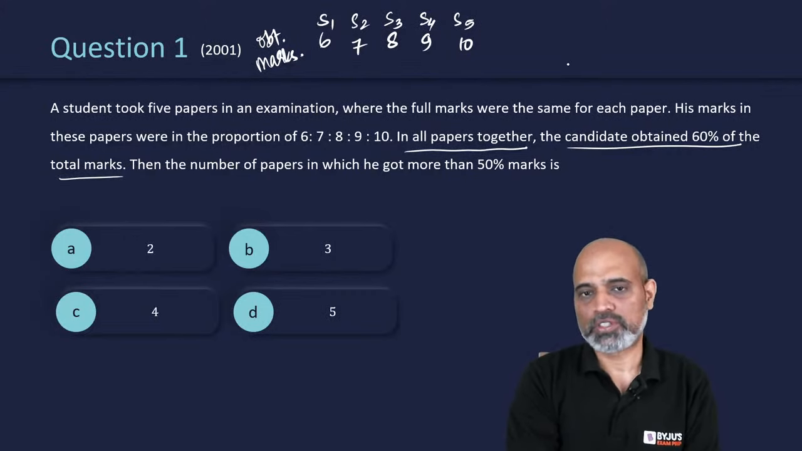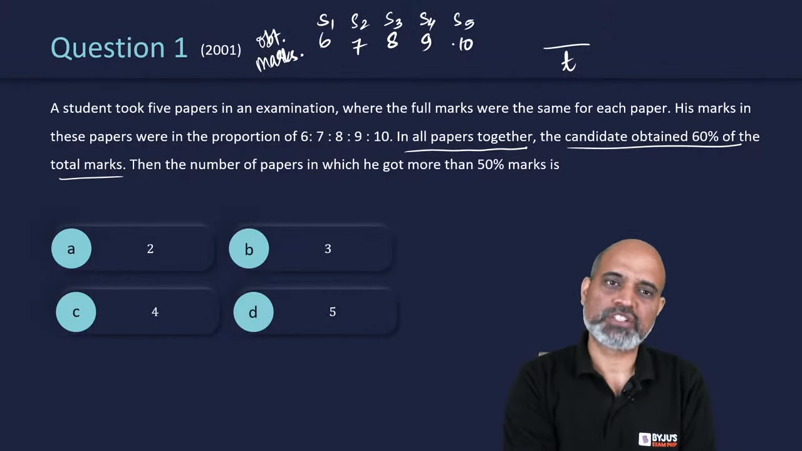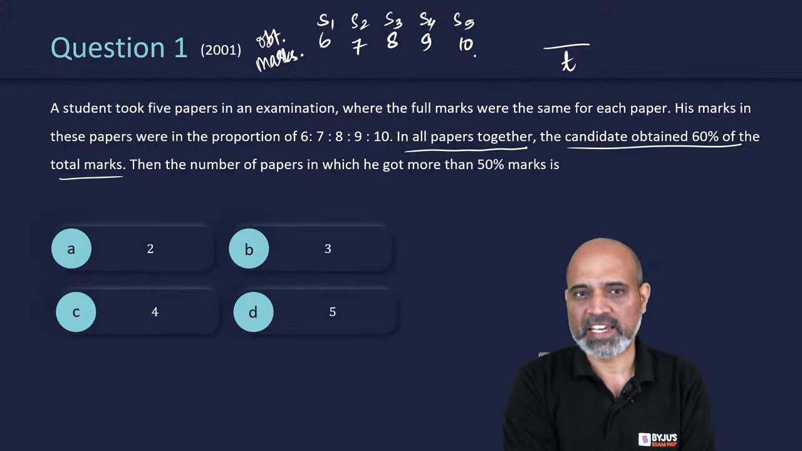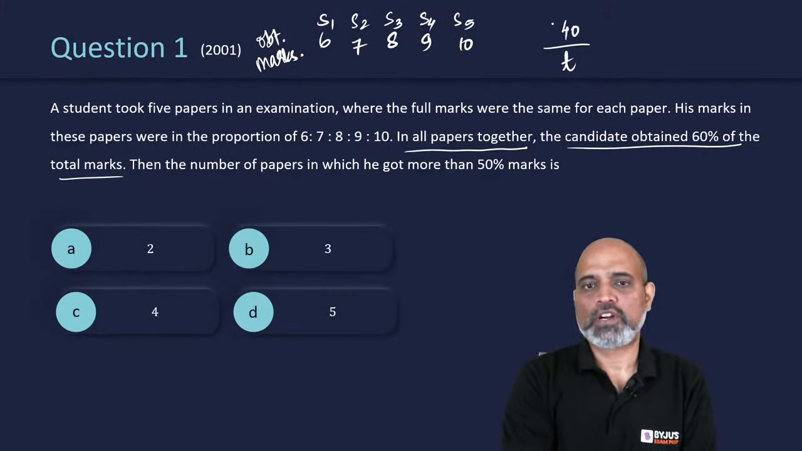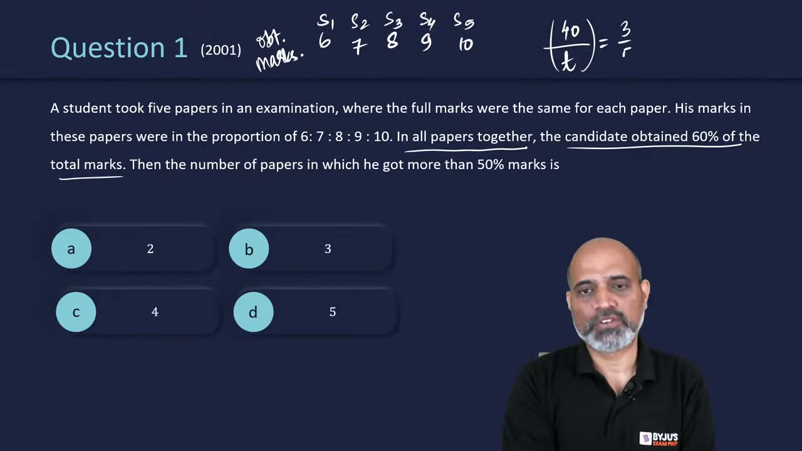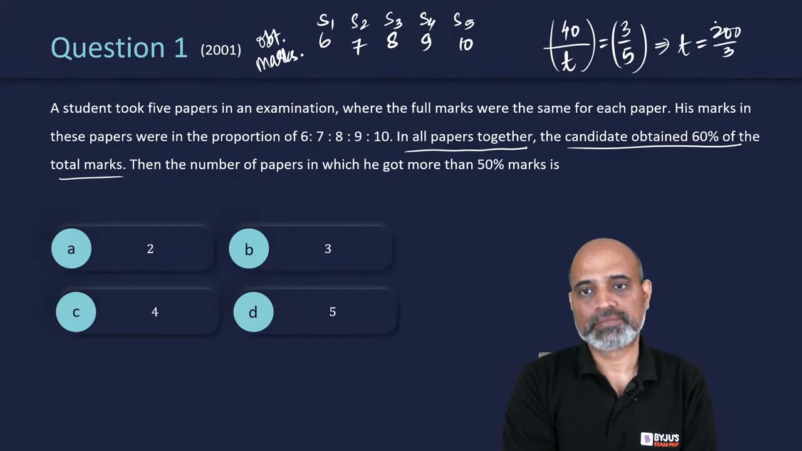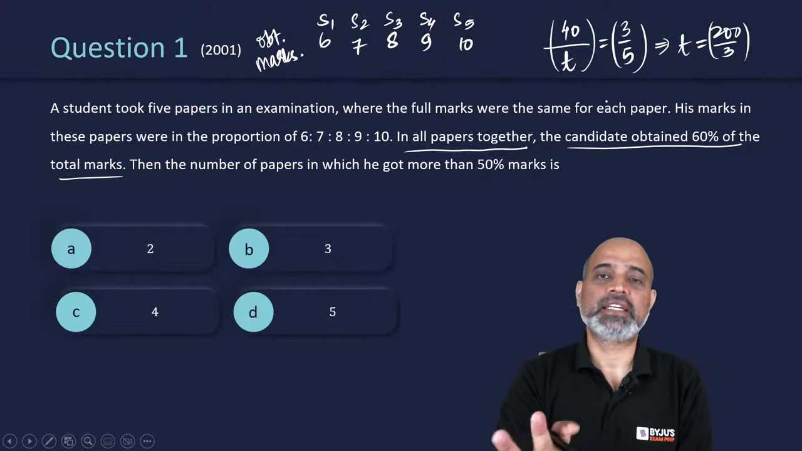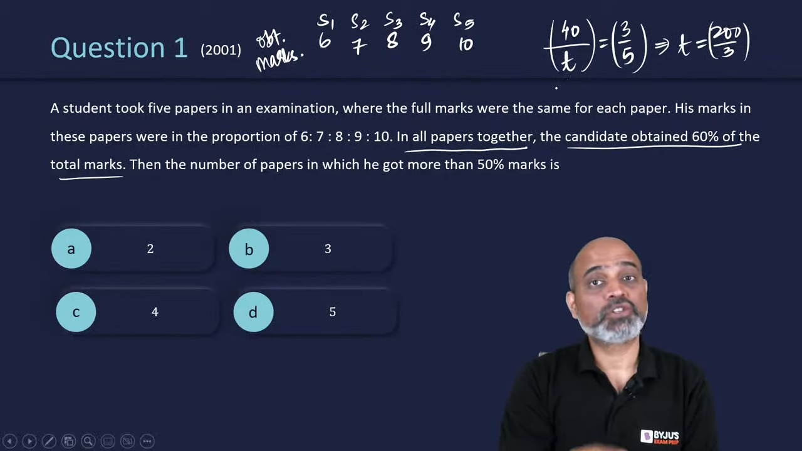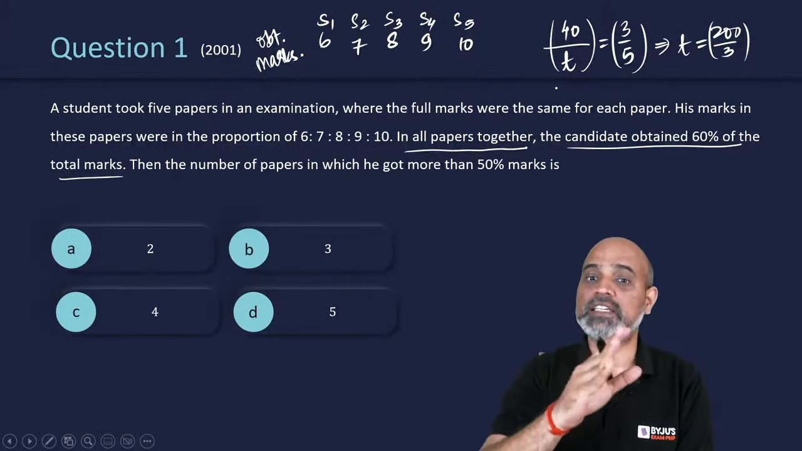So I don't know the total marks. So I'm saying total marks is T. And the total marks obtained is 6 plus 7 plus 8 plus 9 plus 10, which is nothing but average 8, 8 into 5, 40. So 40 by T is given as 60%. 60% matlab 3 out of 5. From here, I'll get the value of total marks to be 40 into 5, 200 upon 3. Remember, this total marks is not the per-subject total marks. It's the sum of 5.